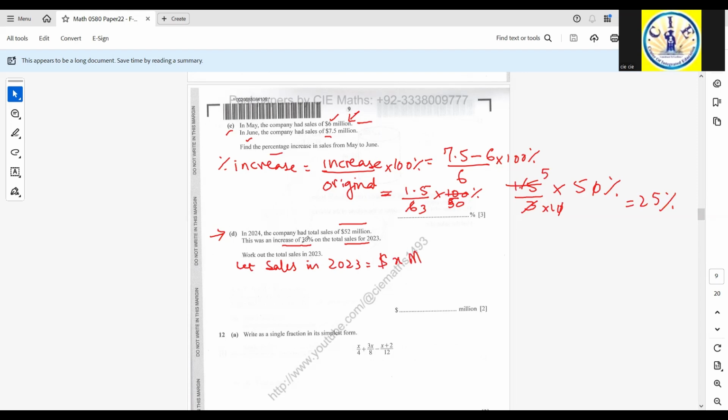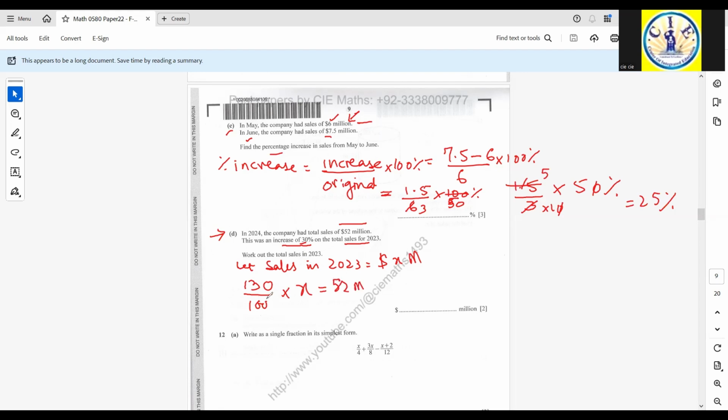So for an increase of 30%, I need to write 130, because I know that the total percentage is 100. So an increase of 30% will make it 130%. That means 130 divided by 100 of the sales in 2023. For this, I'm going to replace X. So 130 over 100 times X will give me the total sales in 2024, which are $52 million.